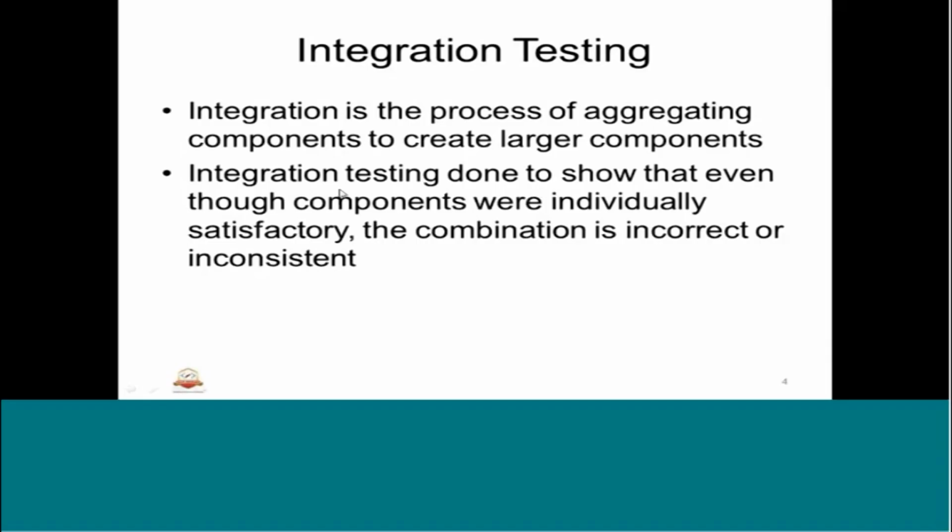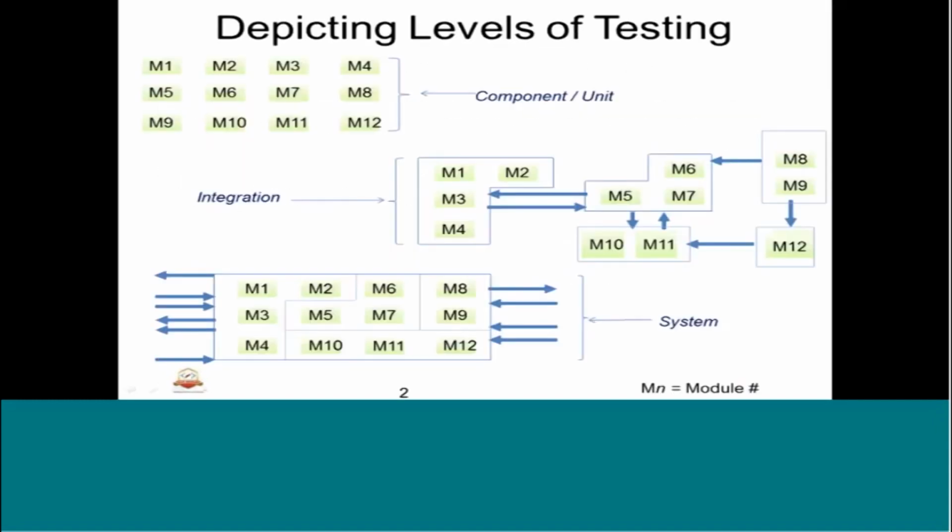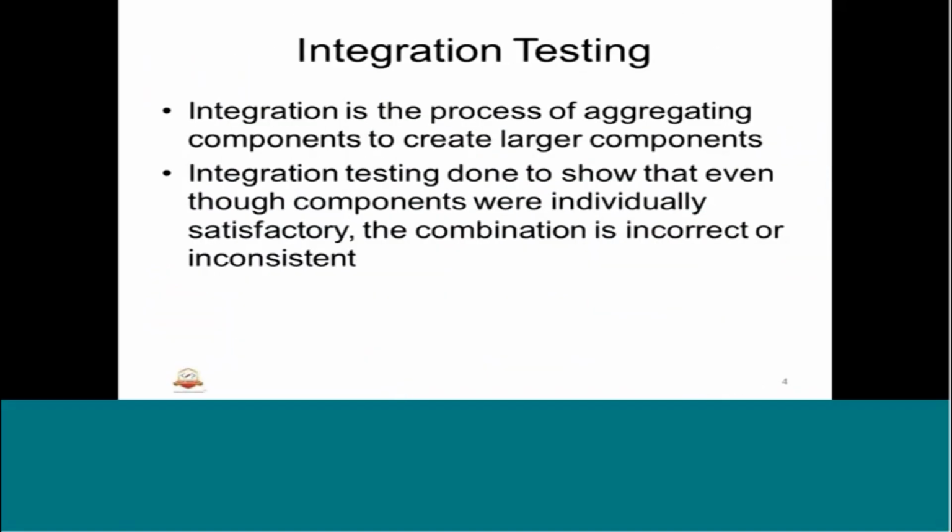Integration testing is done to show that even though components are individually satisfactory, the combination may be incorrect or inconsistent. As I said, you would have tested M4, M3, M7, M11, whatever it is, individually, and that may be working fine. But when you integrate M11 with M12, what is the guarantee that it is working appropriately or correctly? So in order to do that, we will integrate and test it. That is the purpose of integration testing. The combination should be correct and consistent. So that is the goal.